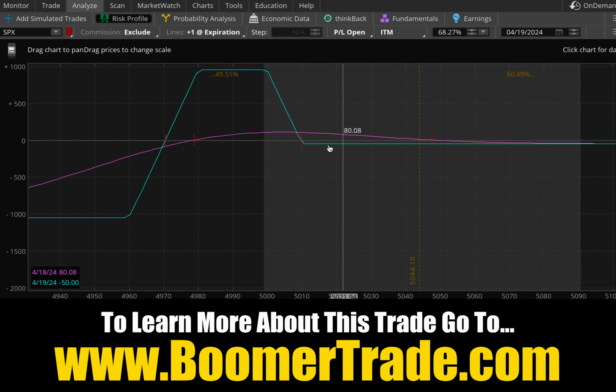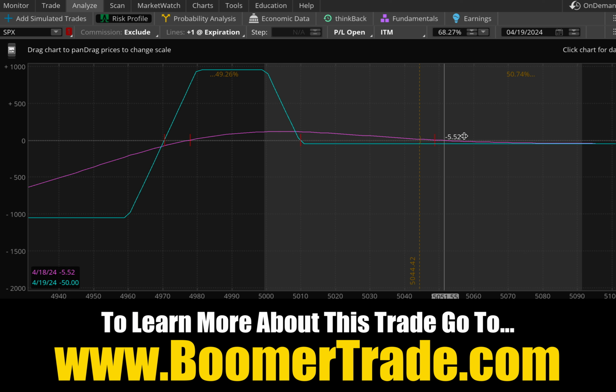Or if we're above, there's a couple of adjustments I can do to this trade to bring this blue line up above the 0 line. If I'm able to do that and get this blue line up a good amount, say like 50 bucks or so, maybe even 25 bucks above the 0 line, so that the worst case scenario from this point up would be a profit of 25 to 50 bucks.